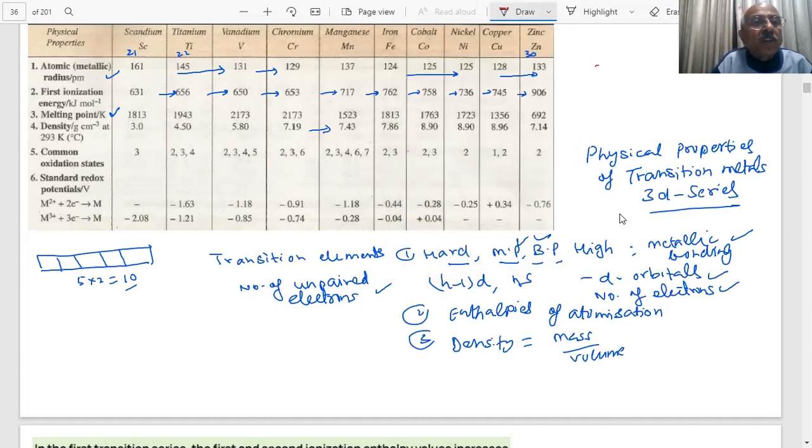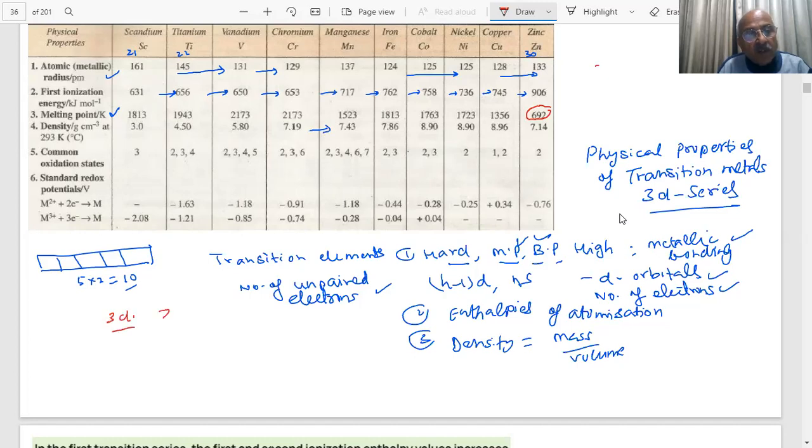One more thing you will see, student: the melting point of zinc. See, the melting point of zinc is less as compared to others. Do you see that? Yes, sir. Now, such questions are always asked, student: the melting point and enthalpy of atomization of zinc is less as compared to the others. Why?